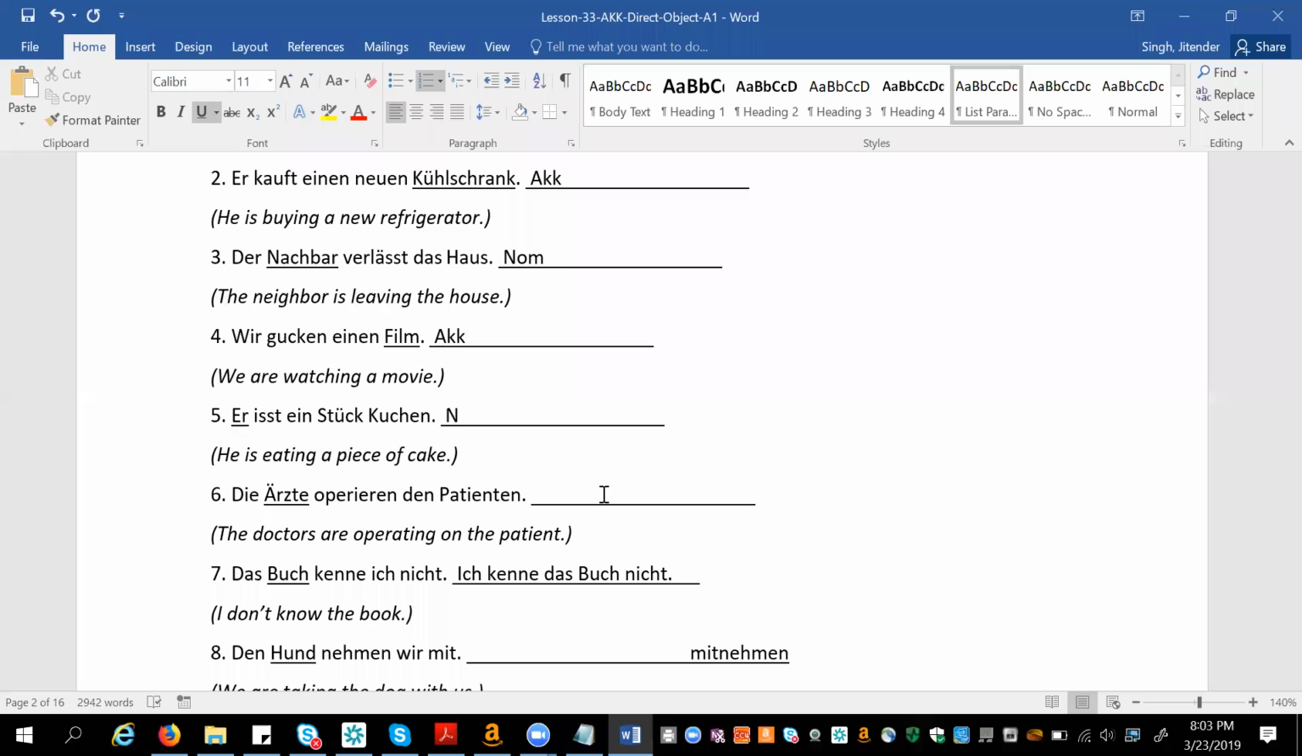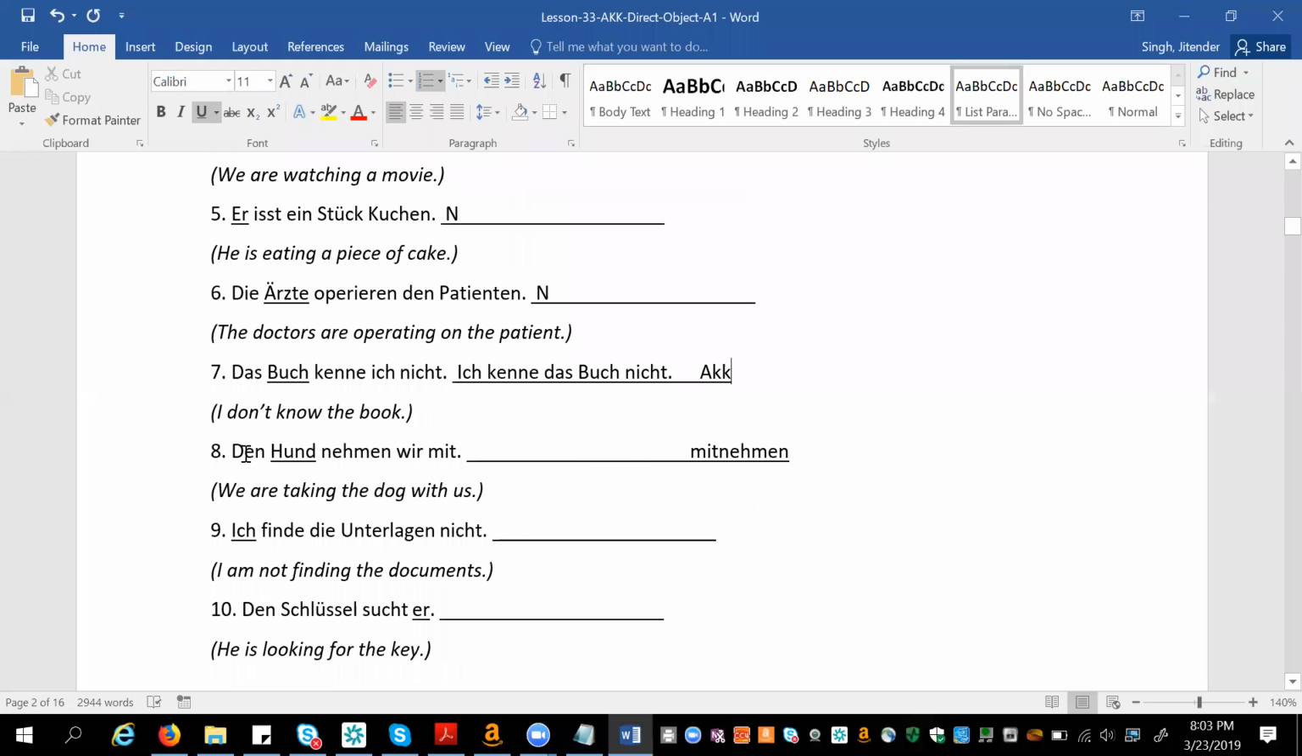Die Ärzte operieren den Patienten. The doctors are operating on the patient. So is it a subject or object? Nominative. Subject. Okay. So, das Buch kenne ich nicht. The book I don't know, or I don't know the book. Actually, the sentence looks like this: Ich kenne das Buch nicht. So Buch is what? Accusative. Perfect. Now, next. Den Hund. We are taking the dog with us. Den Hund, accusative. Den can tell you. Den is accusative masculine.